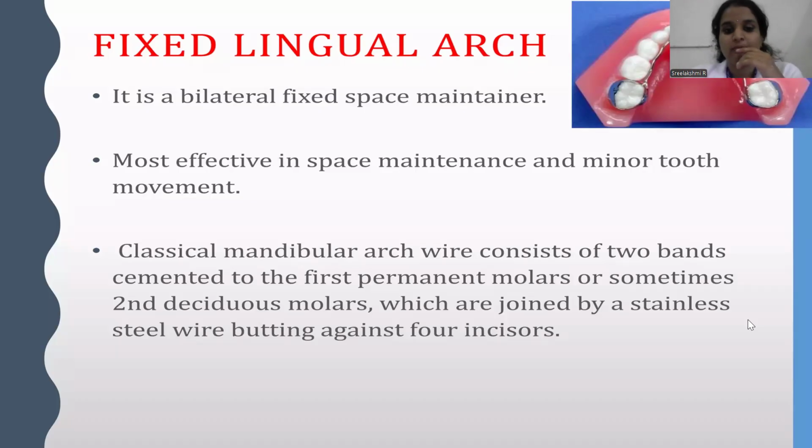If there is a mesially inclined permanent first molar, in order to make it upright, you can use the lingual arch. Classical mandibular arch wire consists of two bands cemented to the first permanent molars, or sometimes second primary molars, which are joined by a stainless steel wire butting against the four incisors. So make sure that in order to give the lingual arch, the lateral incisors have to be erupted, and the wire component will be resting on the cingulum area, because it is the most stress bearing area. If it is on the tooth surface, there will be a retroclination or mainly proclination of lower incisors occurring. So the stress bearing area, cingulum, has to be considered for the resting.